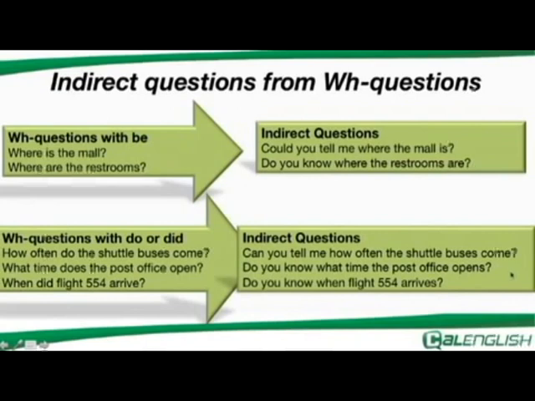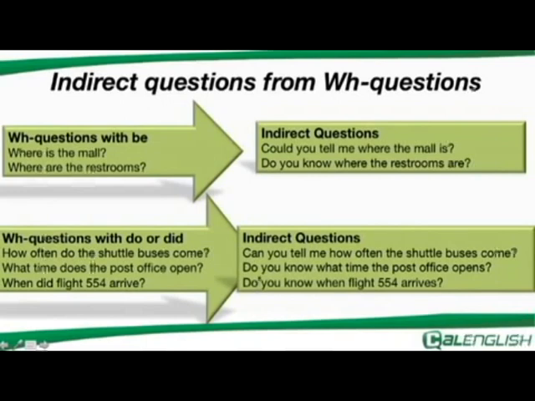Okay, so what changed here? You're going to take out, if it is with do or did, you're going to take out do or did. That's all. So can you tell me how often the shuttle buses come? You don't need do or did in an indirect question. So when you use can you tell me, you do not need do or did. Okay? You're not going to use do or did when you use can you tell me. You will take it out completely. So you're going to take out do, and just put can you tell me in front. So can you tell me how often the shuttle buses come?